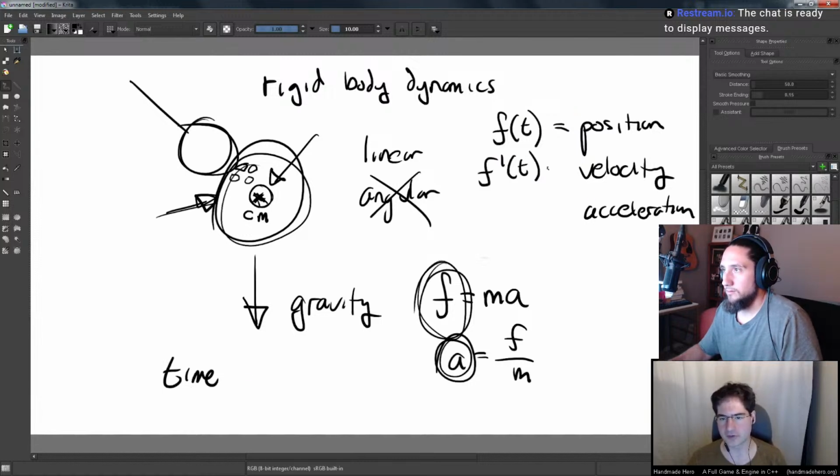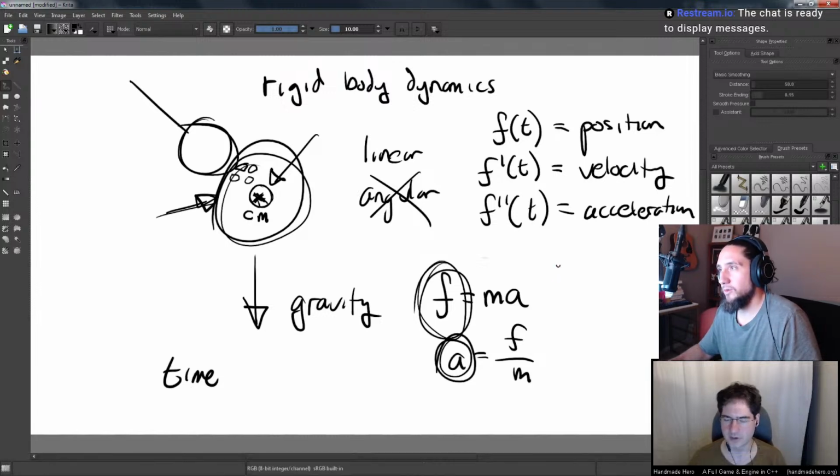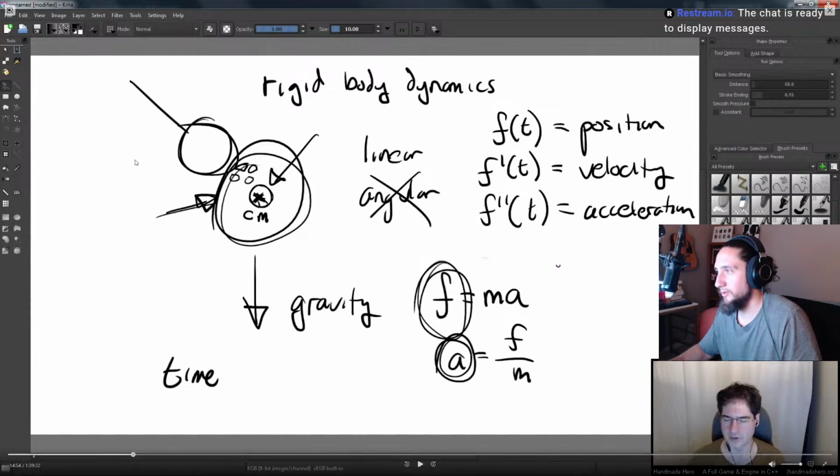The first derivative, if you remember your high school calculus, the first derivative of the position is the velocity, and the second derivative of the position is the acceleration. Oh no, I got that wrong, didn't I? Yeah, velocity is derived from position. Acceleration is derived from velocity. Position is the integral of velocity. I got the order reversed.